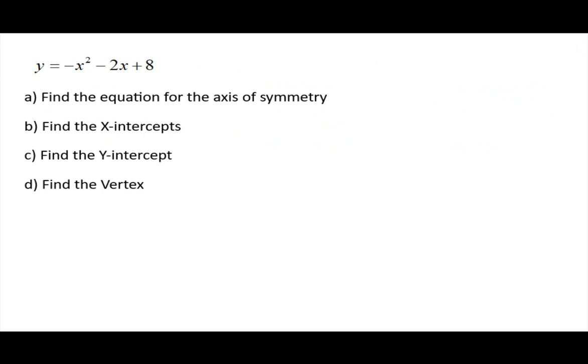All right, so let's take a look at this example here. Looking at this problem, the first thing you should recognize is they're giving me this problem in standard form, and then we need to find these things here. Now, A says find the equation for the axis of symmetry. The first thing you need to remember is that the axis of symmetry is equal to the x value of the vertex.